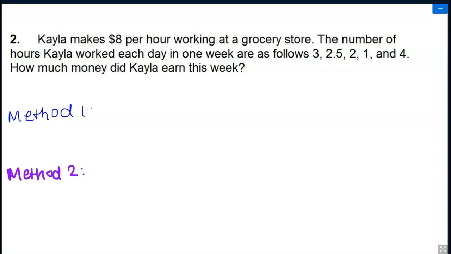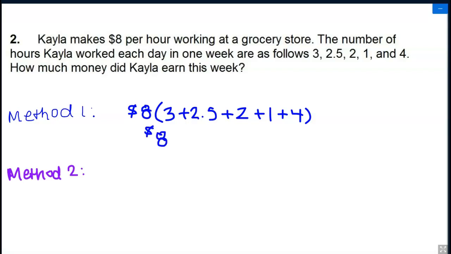So in method 1, it says Kayla worked $8 per hour working at a grocery store, and the number of hours Kayla worked each day in 1 week are as follows. How much money did Kayla earn? So method 1 would say, okay, Kayla makes $8 an hour times the total number of hours she works. So she works 12 and a half hours. So that means that she makes $100.